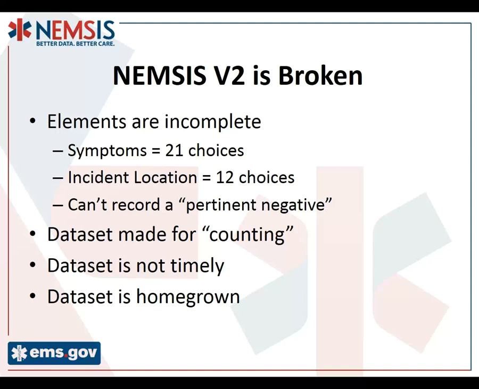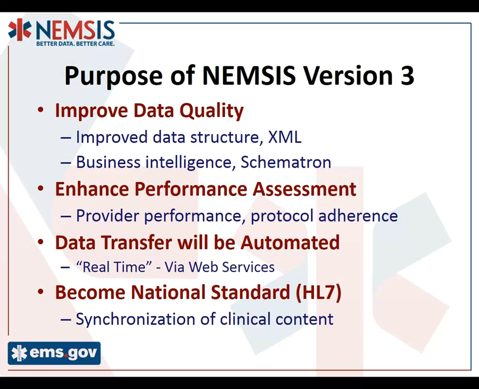The V2 dataset was really built for epidemiological reasons, for counting things and being able to describe what EMS is, but it really fell short in our ability to look at the performance of providers. And so V3 really worked to fix that. The data set was not timely. Data came to states or to the national repository on a quarterly basis or longer. We could do a lot better in regards to timeliness of making the data available. And the data set was homegrown. It really was an XML structure that was just built here at the University of Utah, and it was not recognized as a national standard, and that would bring great benefits if we could introduce the standard as an ANSI approved or national standard.